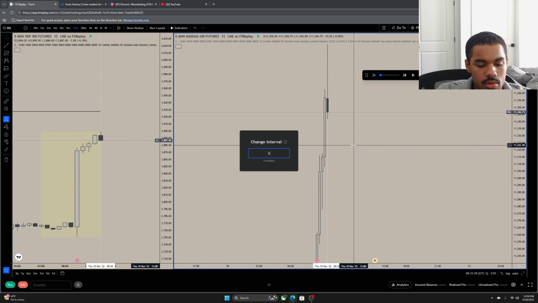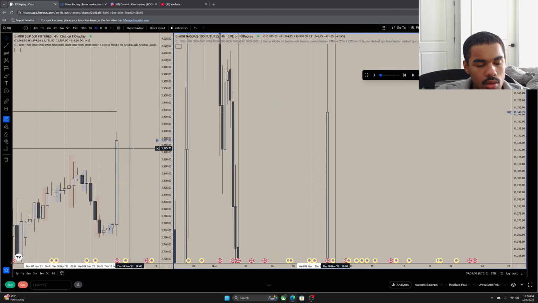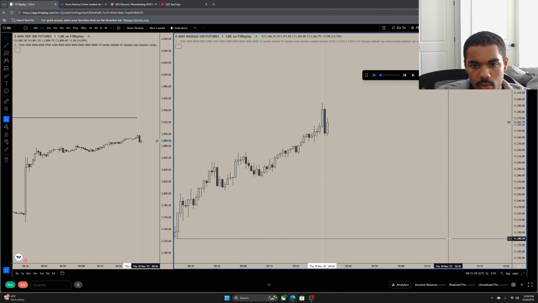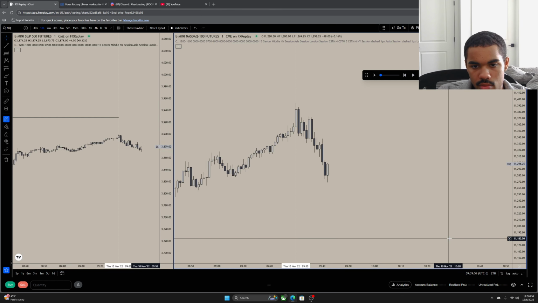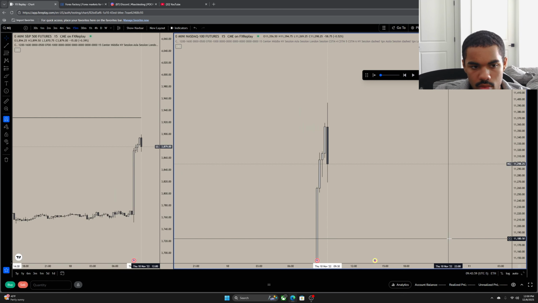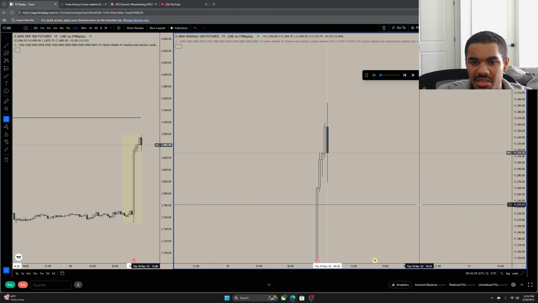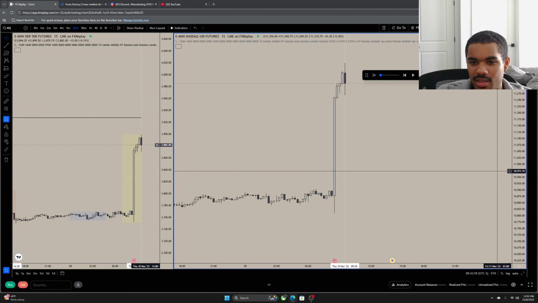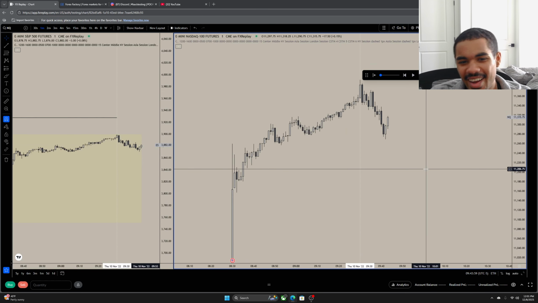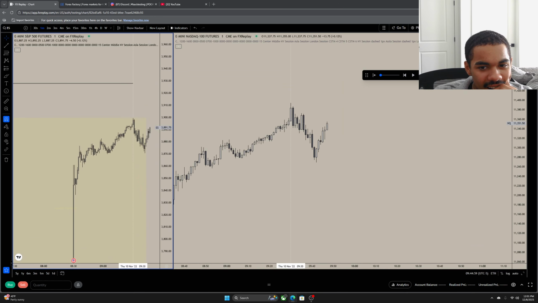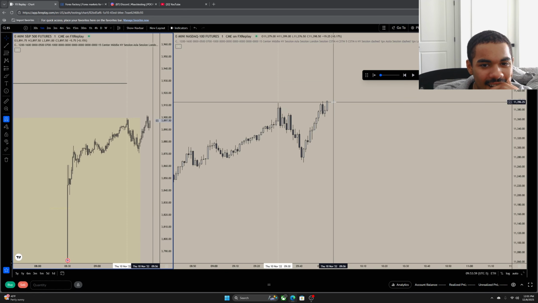I low-key kinda just wanna short this. I would prefer to see this range rebalance. Maybe continuation. 15-minute. Yeah. Just look where you're longing, bro. I don't. I don't think so. No shot.